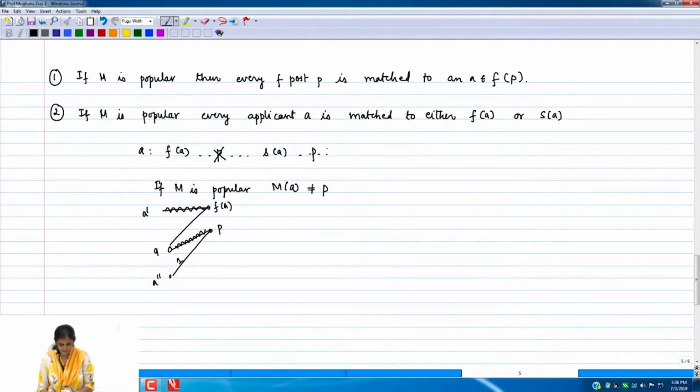I will assume that you have proved that it cannot be below its S post, because that is also crucial to this. Suppose you believe this, because the argument is very similar, so let us skip it. But let us say that it has to be between F and S, then should you go beyond your S post? You can look for third posts, that is not incorrect, but will a popular matching be able to match an applicant along its third post?